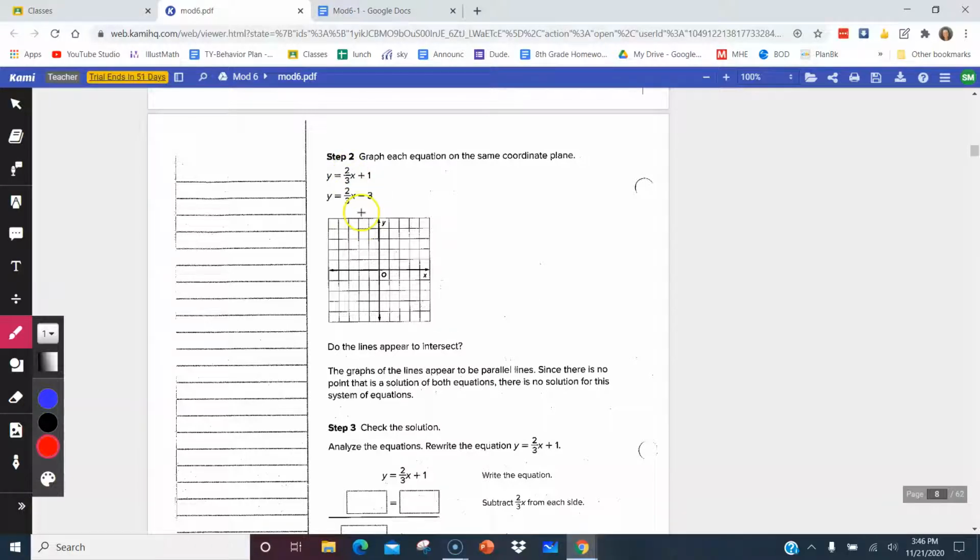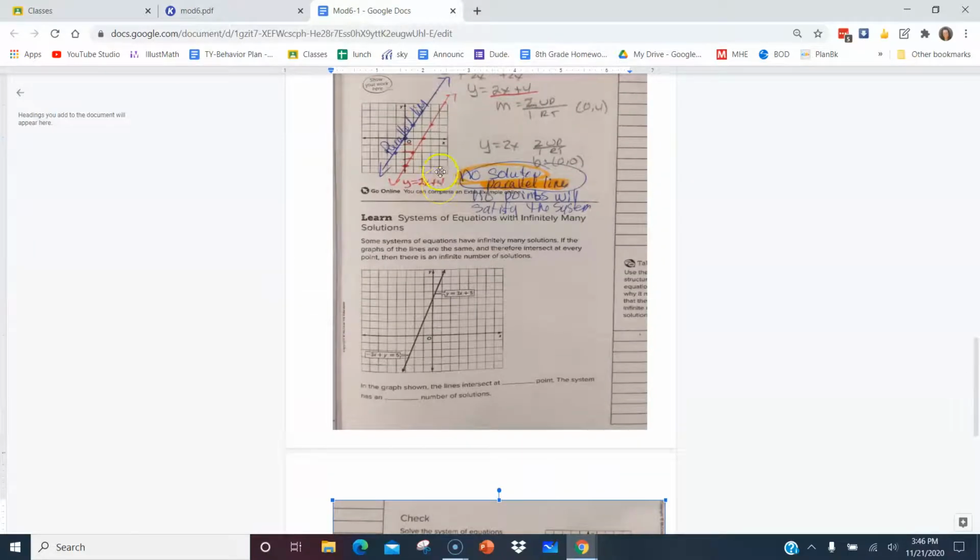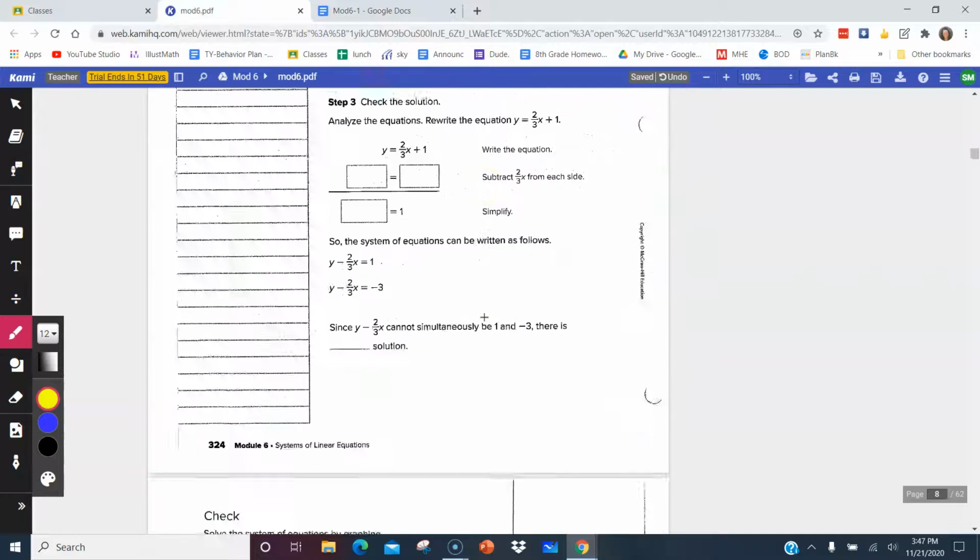When the slopes are the same and the intercepts are different, understand that the solution is no solution. Because there are no intersection points, it is no solution. Make sure I highlight that. No solution. Did I say that over here? Yes, no solution. All right, let's go to the next one.